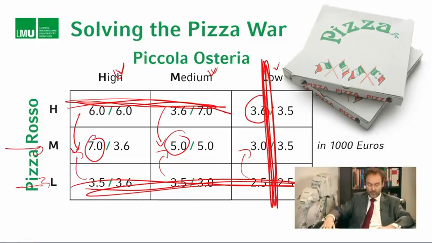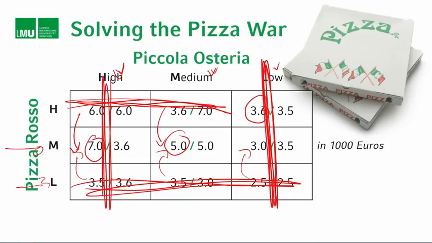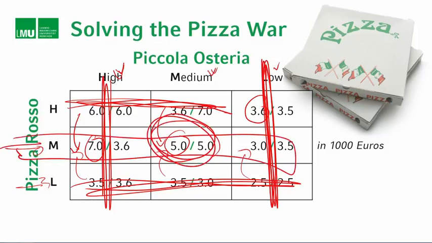And by the same token, we can do the same thing for this simplified game and eliminate the high price for Piccolo Osteria as well. And this is going to let us solve this game, make a prediction of what the outcome of this game is, namely both Pizza Rosso and Piccolo Osteria charging a medium price and both making profits of 5,000 euros.